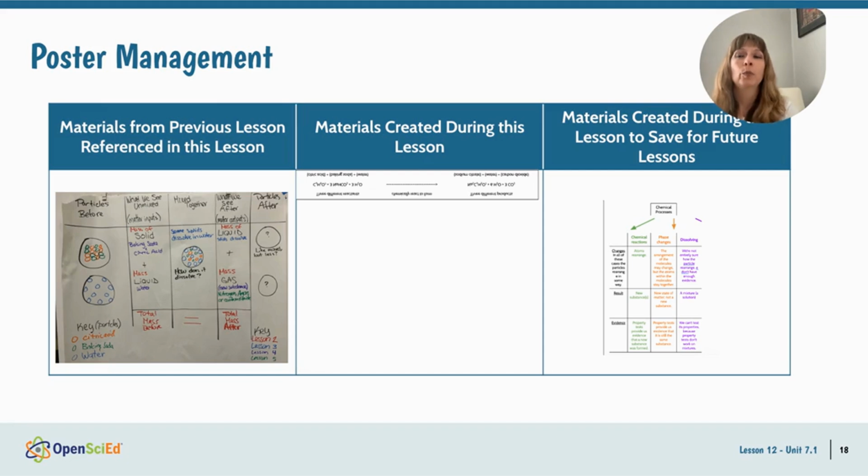And you'll create 2 posters in this lesson. The first one includes the chemical equation for bath bombs that you see in the middle, as well as the final molecular model on the left. This, again, is a huge accomplishment. Take some time to enjoy that.